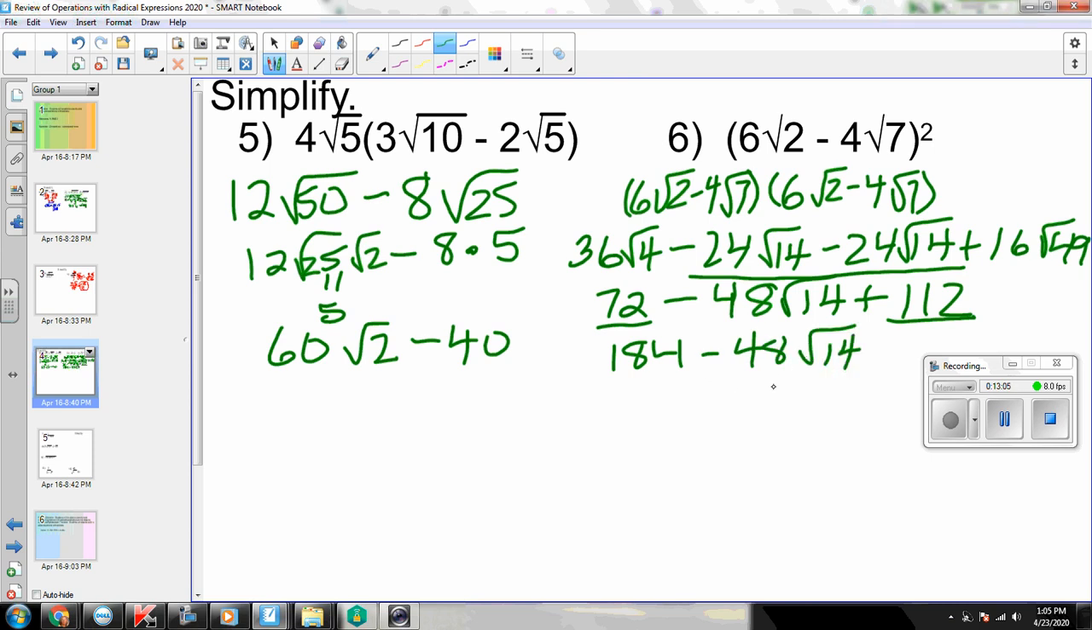I'm looking to see if I can simplify any further. There are no perfect square numbers that go into 14. I can't subtract these because the first term is not like the second term. It doesn't have a radical 14. So that would be my simplified answer.